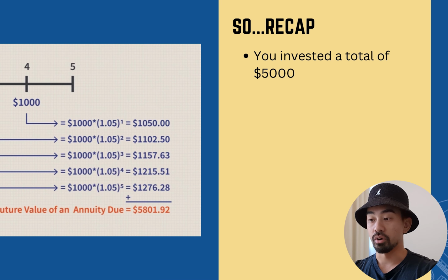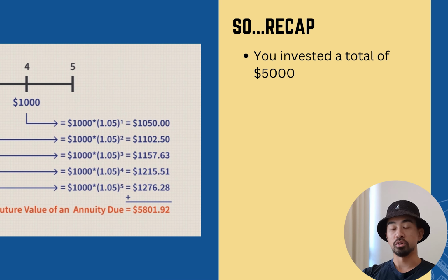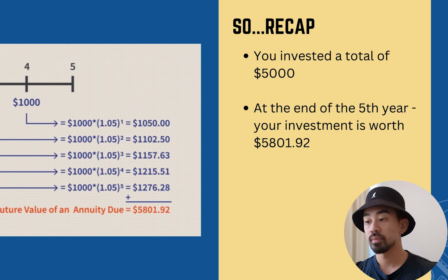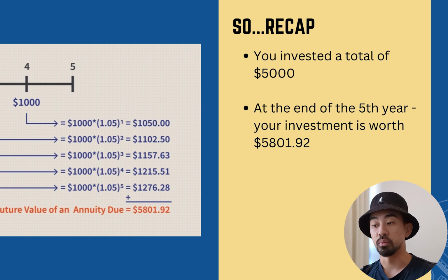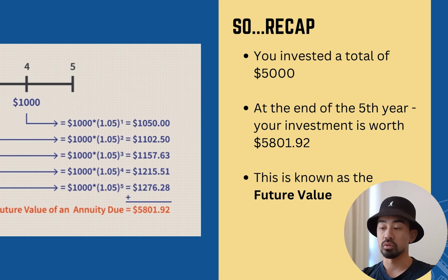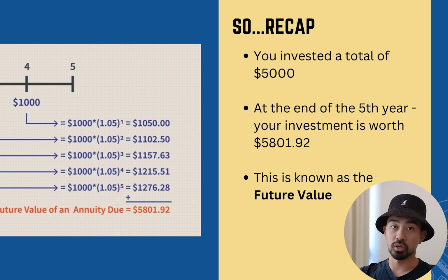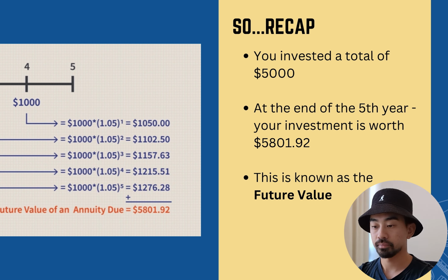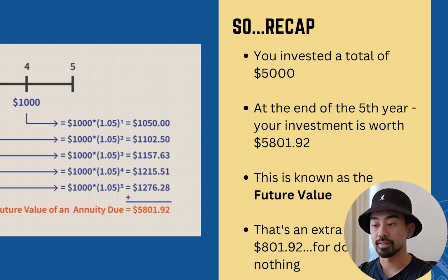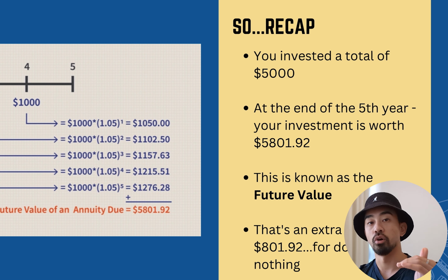Okay, so I just want to recap what's just happened. You've invested a total of $5,000. At the end of the 5th year, your investment is now worth $5,801. Okay, and this is known as your future value. So very, very important. It's the value of your investment in the future. Kind of self-explanatory. And that's an extra $800 for doing nothing. So pretty good investment, I'd say. Over time, that would grow super, super exponentially.